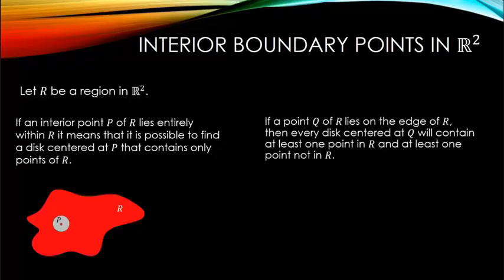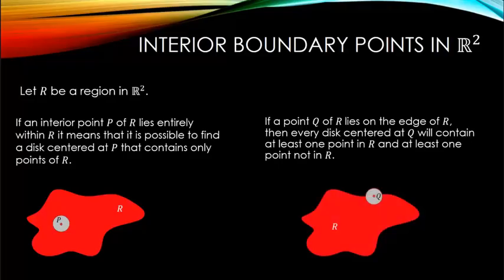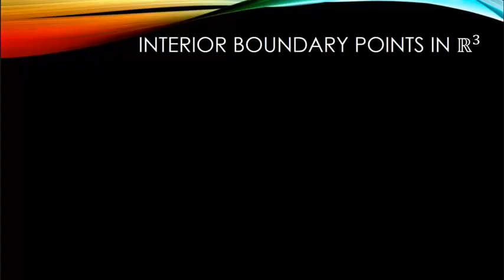But if I have a point Q that lies on the boundary or the edge of this region R, then the disk that I create will contain at least one point that lies in R, but also at least one point that doesn't lie in R. This is in two-dimensional space. Let's talk about interior boundary points in R3.